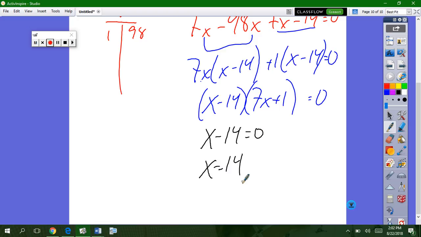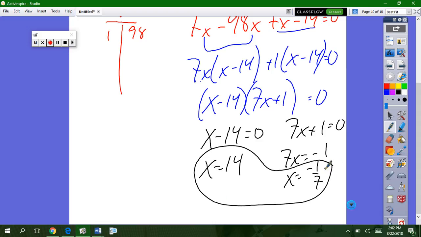14. What value makes this guy 0? Subtract him over. Those are the two places that make that original equation equal 0. Okay?